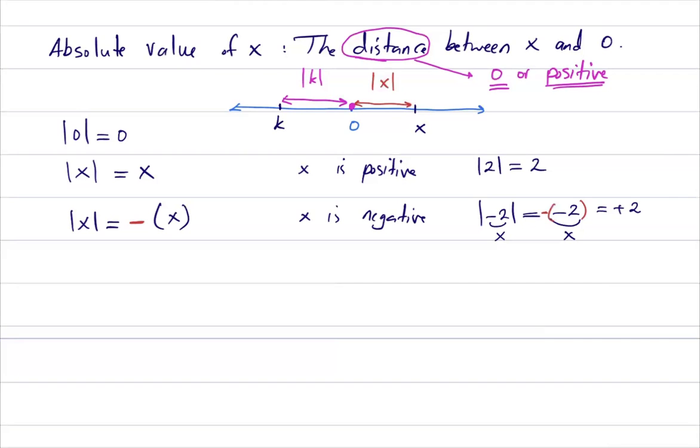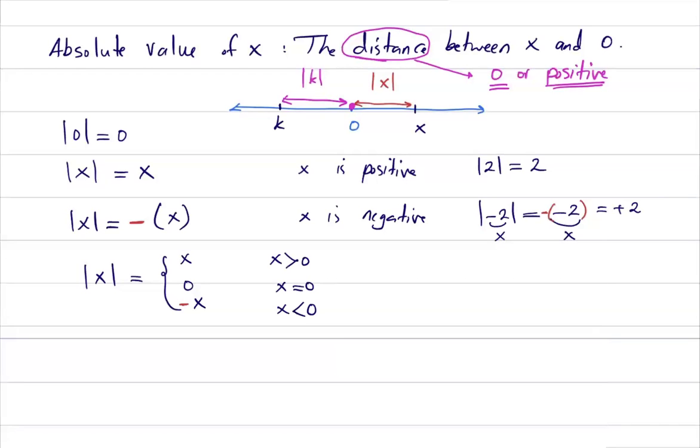We usually summarize it this way. We say that the absolute value of x is, if x is more than 0, you just copy down x. If x is 0, you get 0 back. And if x is negative, we have to put a negative sign in front of that negative number to get a positive distance.